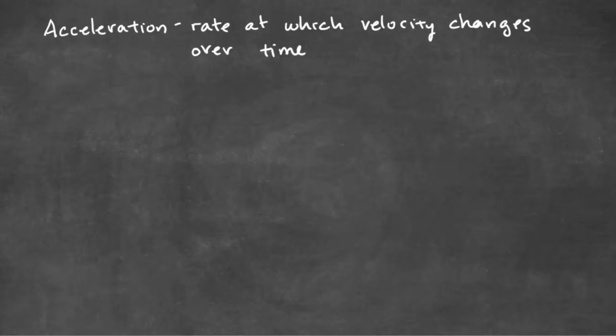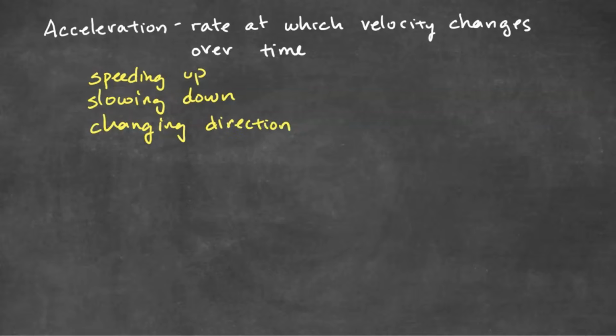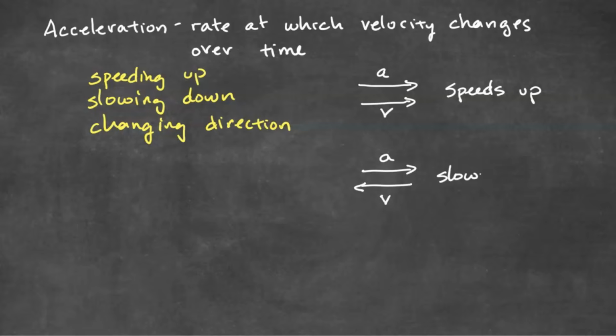Now we'll take a look at acceleration. Acceleration is the rate at which velocity changes over time. And you know something is accelerating if the object is speeding up, slowing down, or changing direction. If the acceleration and the velocity are in the same direction, then the object is speeding up. If the acceleration and velocity are in opposite directions, then you know that the object is slowing down.